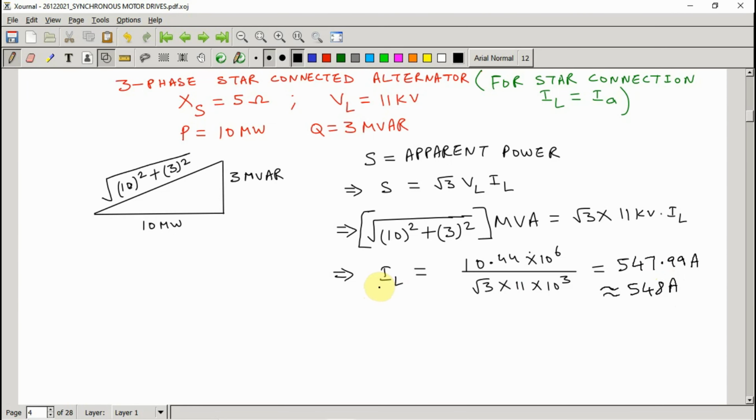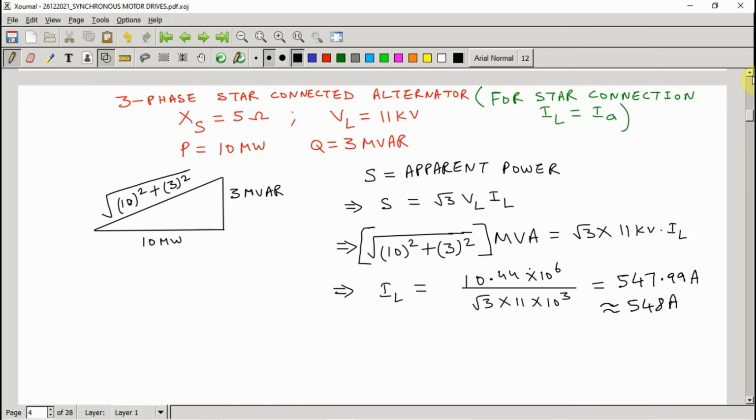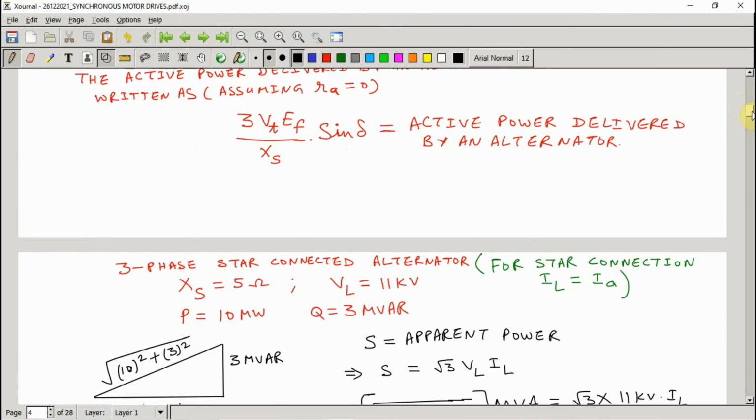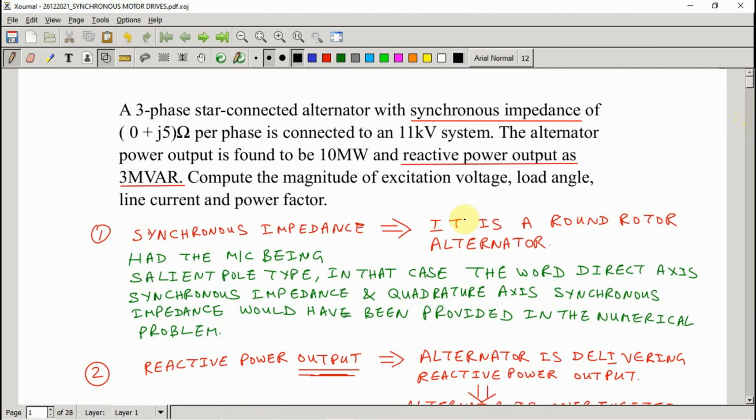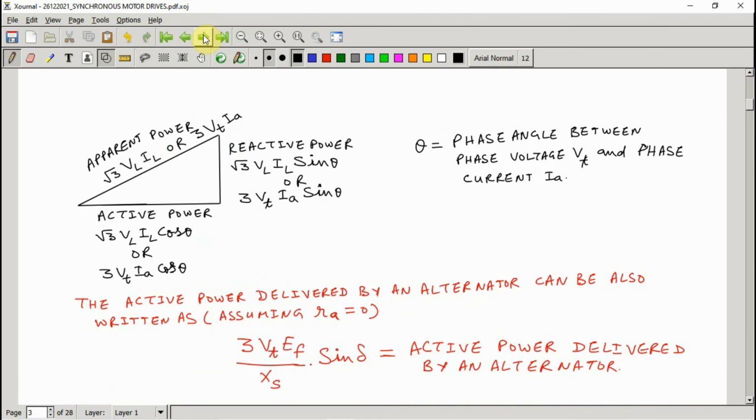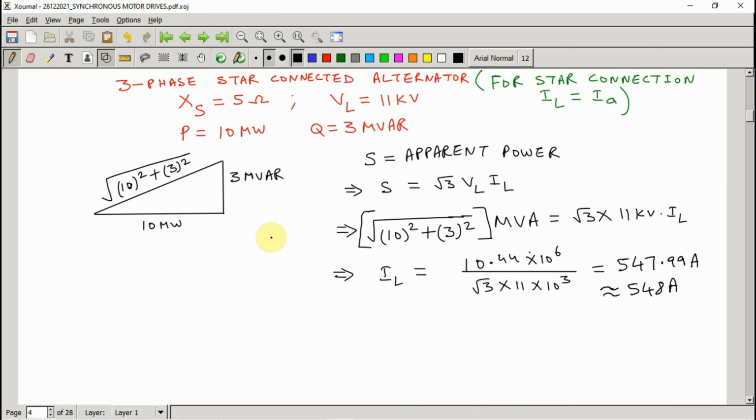So we have solved one portion of the problem. We have been able to compute the line current or the phase current. Since it is star connected, line current and phase current are same. Now what else needs to be computed? We have computed the line current, that is done. Now the next thing is power factor. We can actually use this power triangle also for calculating the power factor. Both are given.